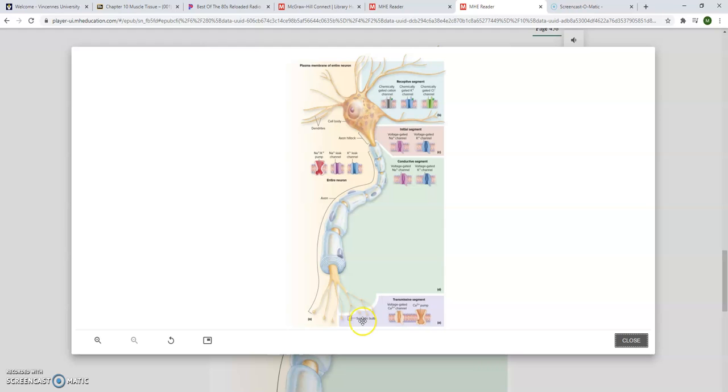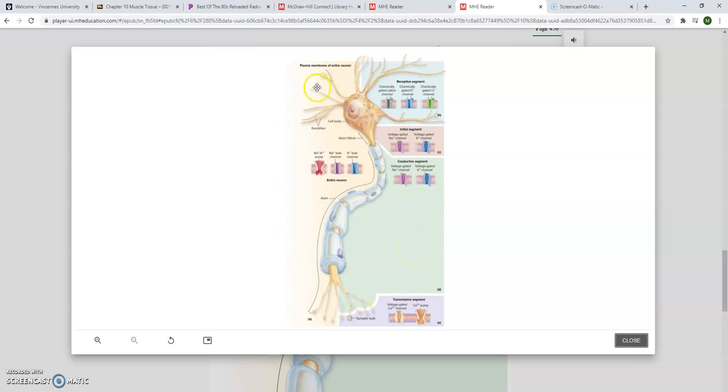So those are the parts of a neuron. And again, that's some anatomy that we need to understand in this muscle chapter that will help us understand their role in skeletal muscle contraction, because again, their role is they have to stimulate the skeletal muscles to contract.